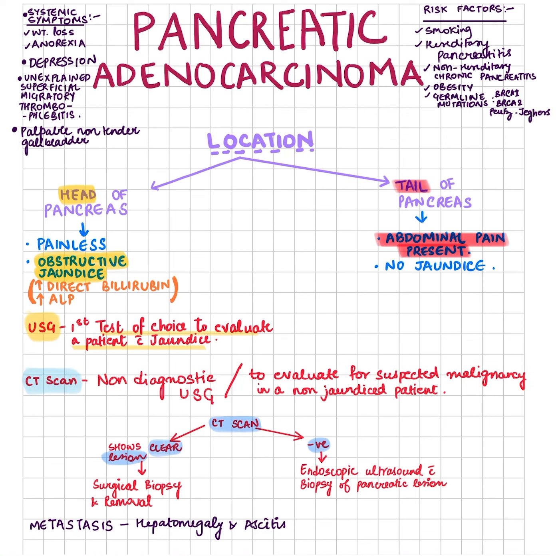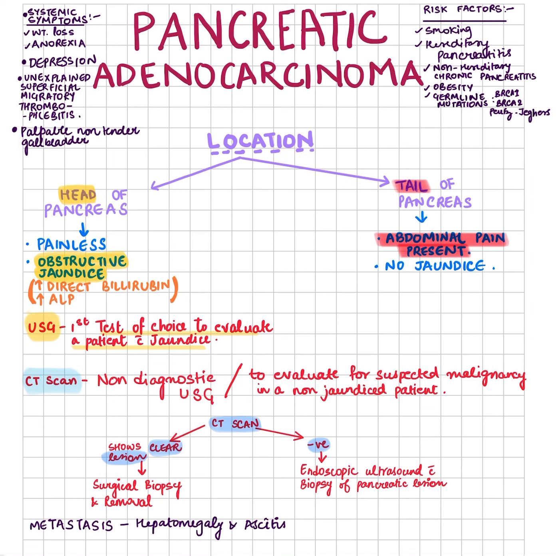Then the symptoms. Now, there are systemic symptoms and the symptoms which are due to the presence of the tumor in different locations of the pancreas. So, we'll talk about both of them. Let's talk about the systemic symptoms first. So, weight loss and anorexia, which are pretty much the main symptoms of any kind of carcinoma. So yeah, that will be there.